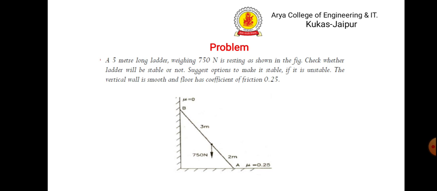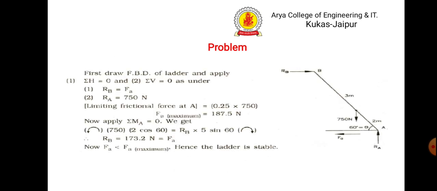Figure is given. Now for this we will draw the free body diagram. At point B, the normal reaction is Rb. Since it is smooth, the friction force will be 0. So summation of H equals 0 and summation of V equals 0. For horizontal forces, Rb equals Fa, and for vertical forces, Ra equals 750 Newton. Fa will be mu into Ra, so it is 187.5 Newton.